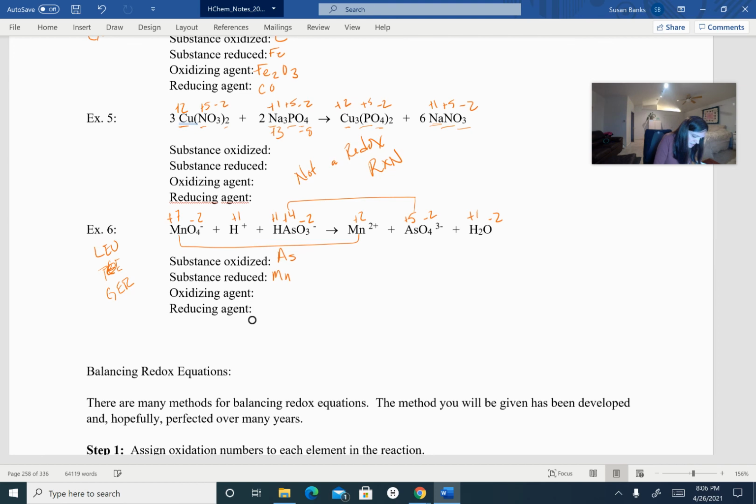Losing electrons is oxidation. Okay, the oxidizing agent has the thing in it that was reduced. So what has the manganese in it? The permanganate ion. So the oxidizing agent is going to be the permanganate ion. The reducing agent has the substance that's oxidized in it. So what was oxidized? The arsenic. So we have arsenic acid here. So that is the reducing agent.